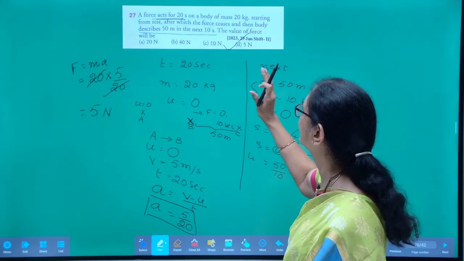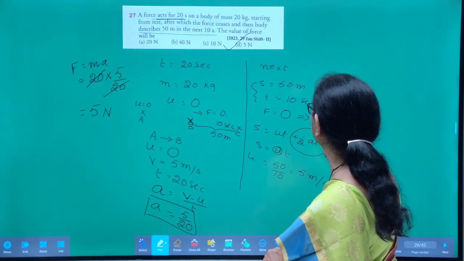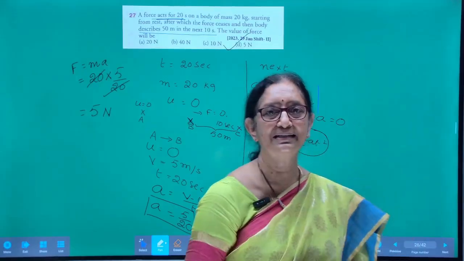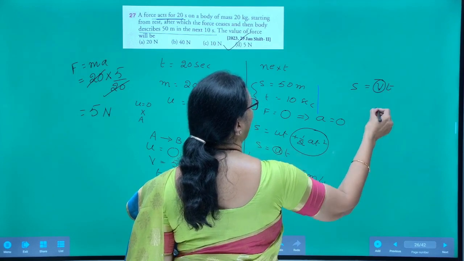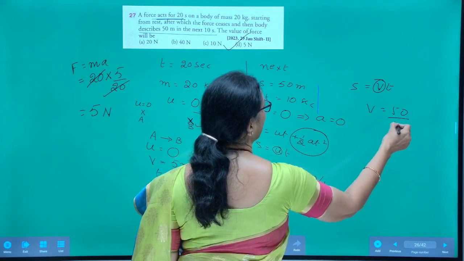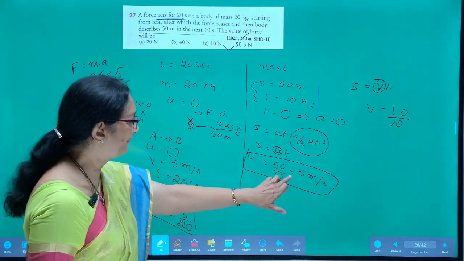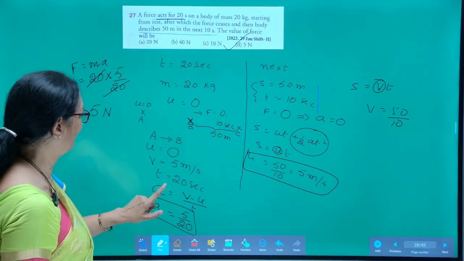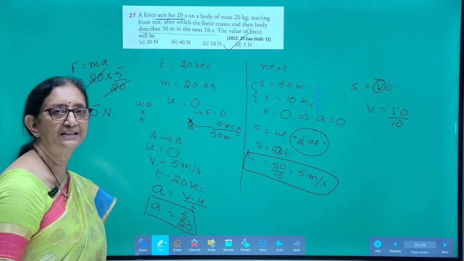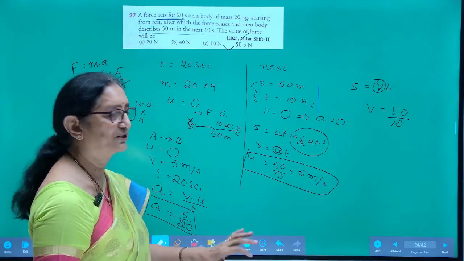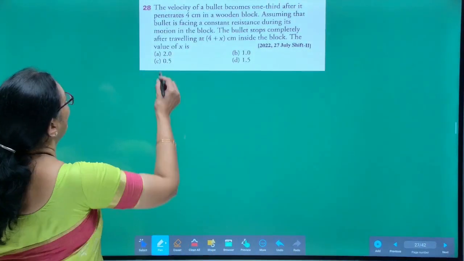When the force ceases to act, the body travels 50 meters in the next 10 seconds. When the force is 0, then displacement is equal to velocity into time, or velocity is equal to displacement by time. It is 5 meter per second. So that 5 meter per second is the velocity at B. Substituting that in this expression, acceleration is found. So force F is equal to ma, right? Now, look into this problem.